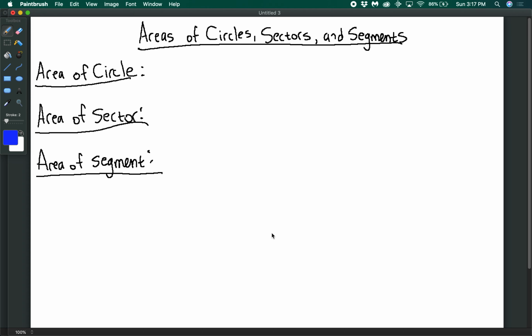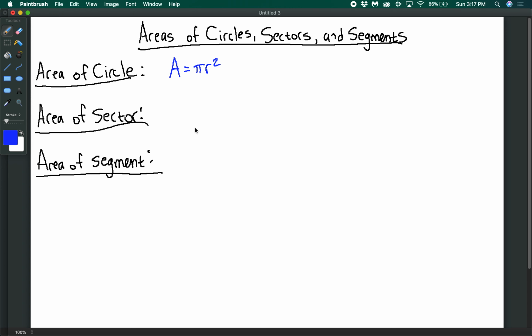Let's talk about how to find the areas of circles, sectors, and segments. So area of a circle, you have probably seen before. Area of a circle is equal to pi r squared, and that is the equation for an area of a circle. So know it, love it.